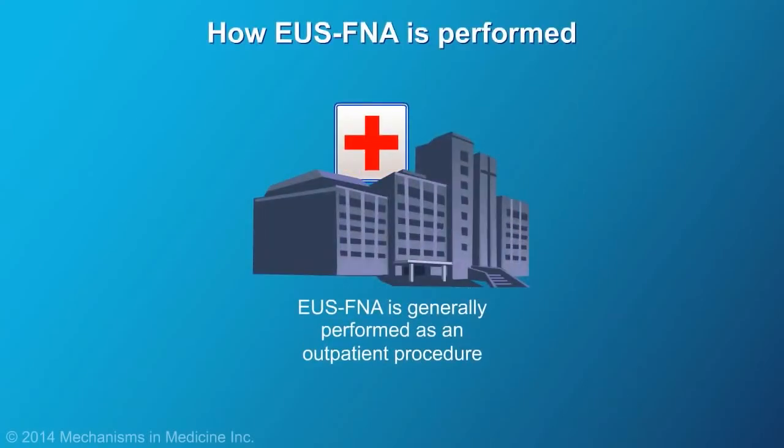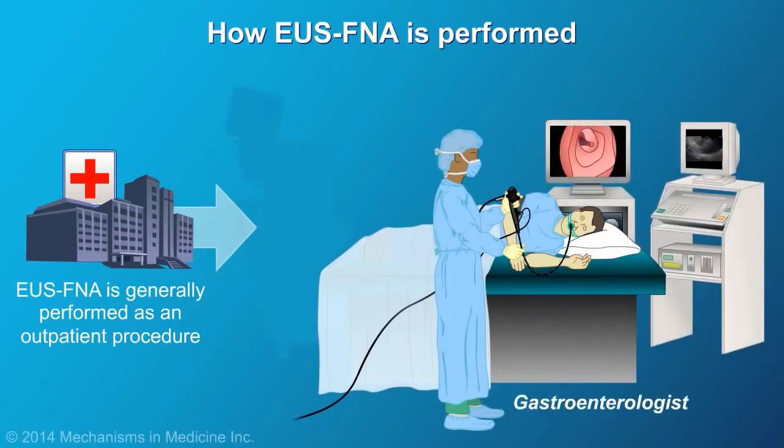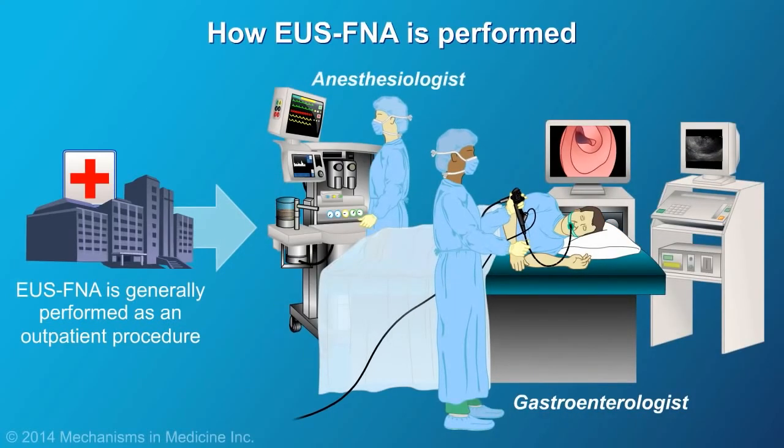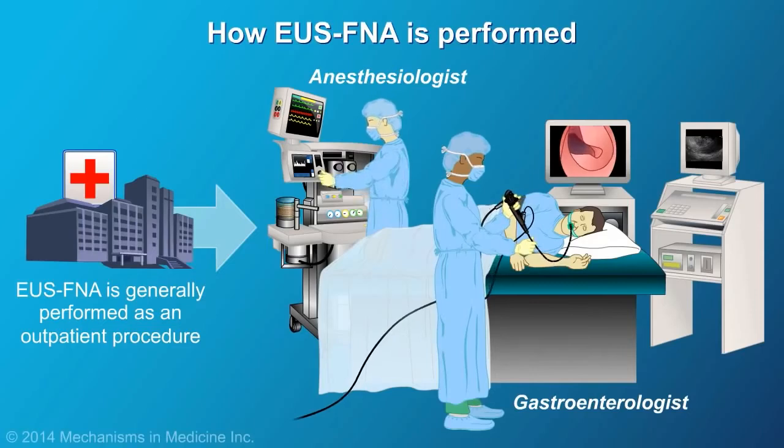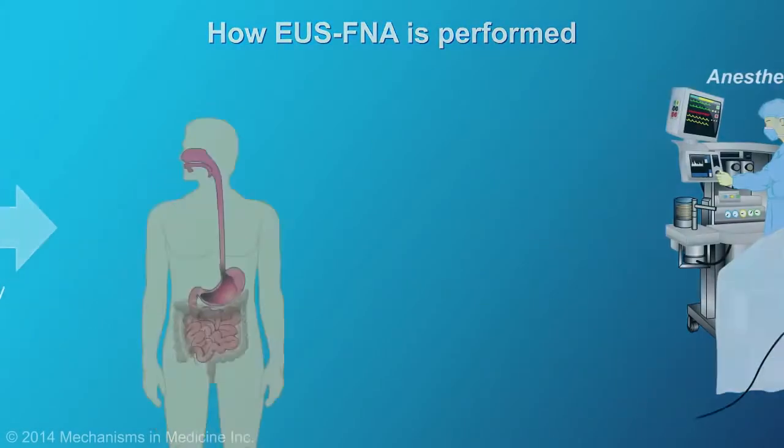EUS-FNA is generally performed as an outpatient procedure, but on occasion is performed when the patient is in hospital for an acute problem. Gastroenterologists may work alongside anesthesiologists to provide sedation. Intravenous fluids and anesthetics are supplied via an IV catheter. When indicated, an antibiotic may be given. Most patients are usually in deep sleep and do not report any discomfort. Throughout the procedure, your vital signs will be closely monitored. The procedure may be short or lengthy, depending on the complexity of the case.